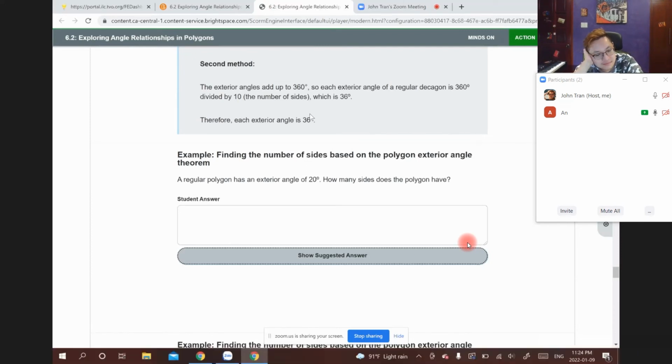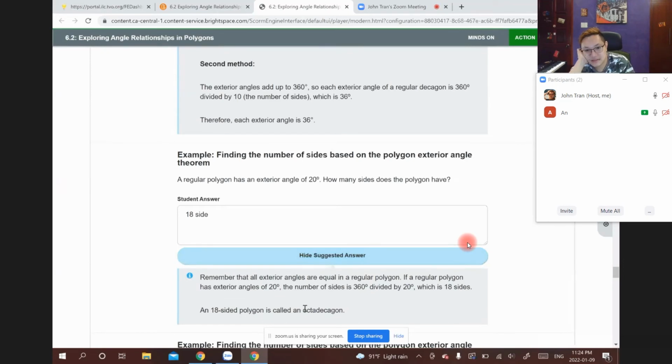18, I think. 18 sides. Exactly. So 18 sides. So it's an octadecagon. Octa means 8, deca means 10. 8 plus 10 is 18. So it's an octadecagon.